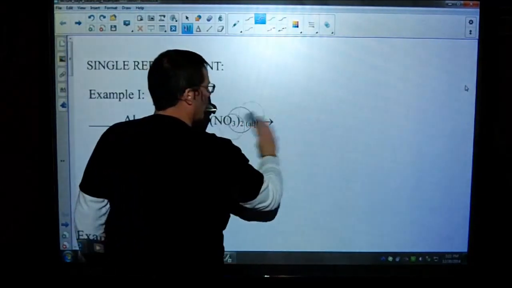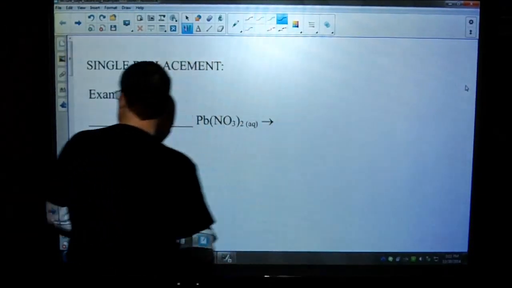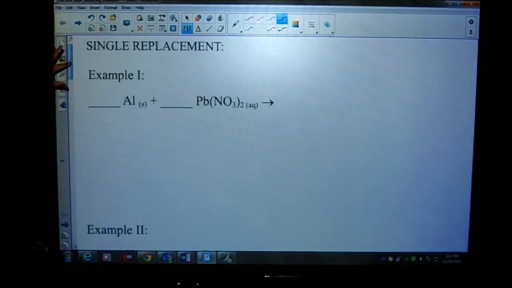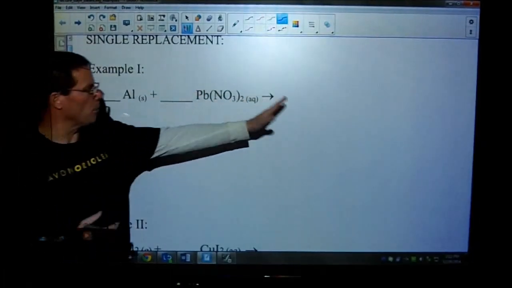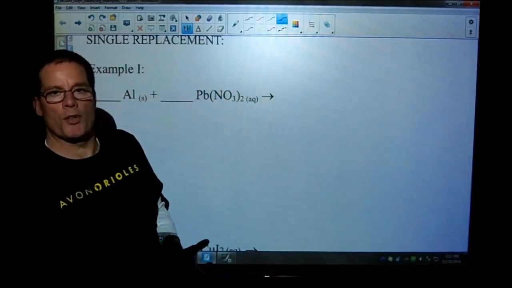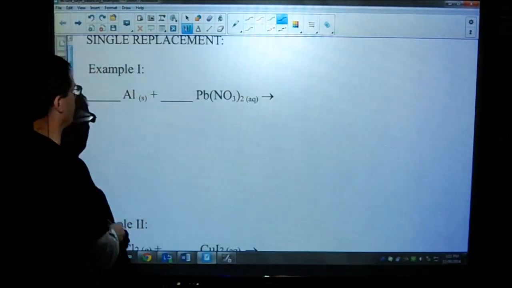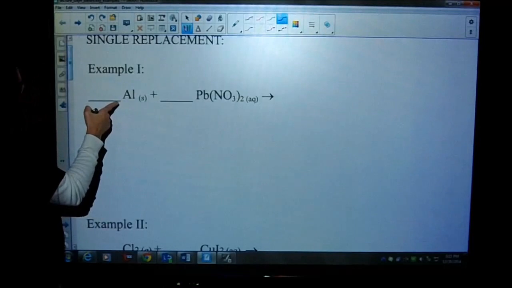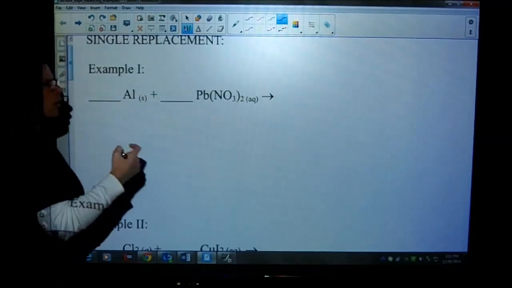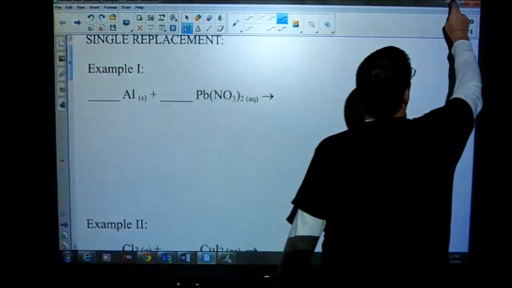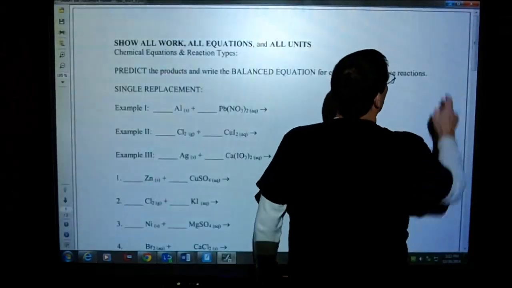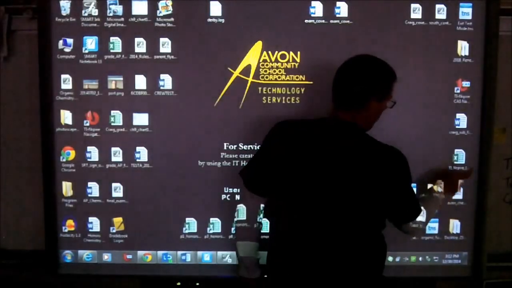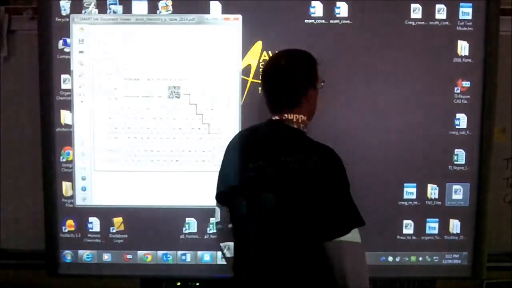So let's take a look at our first example. And again, here's what we want to do. Before we actually write out the products, we want to make sure that that actually will take place. So when we look at it, we have to first of all identify, is this thing all by itself a metal or a non-metal? So again, you need to go to your periodic table and ask yourself, well, is that a metal or a non-metal? So let's get out our periodic table if you don't already have it out.